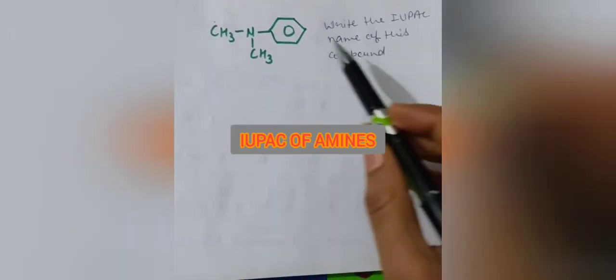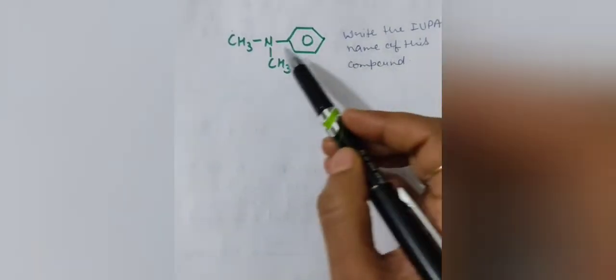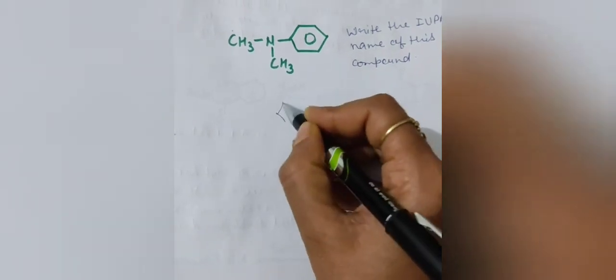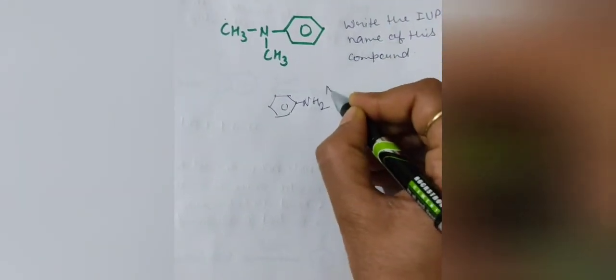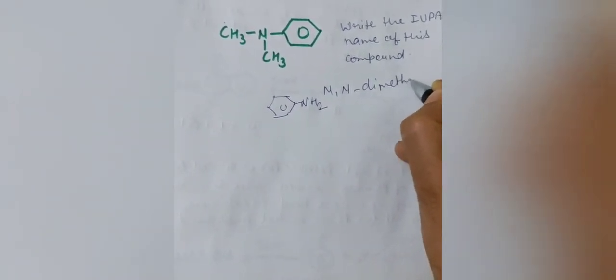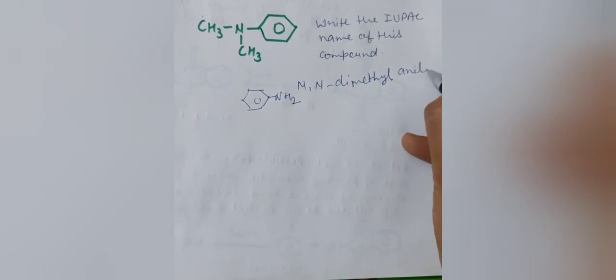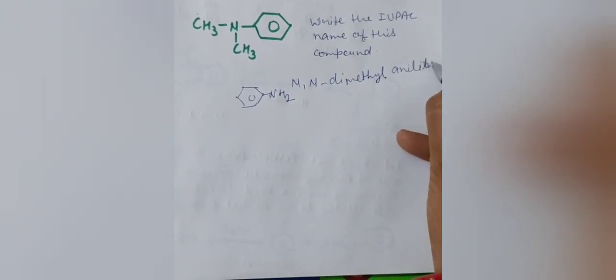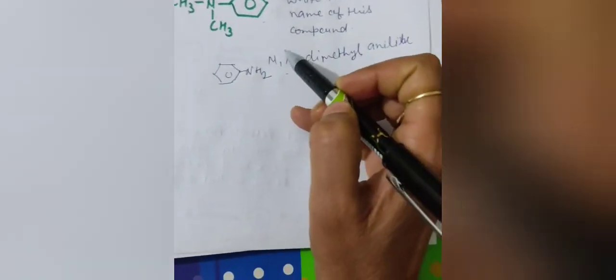Hello student, this is Manisha Tomar, and in this session we will discuss another question. Write the IUPAC name of the compound. Here, my dear student, this is a derivative of aniline. Aniline is C6H5NH2. If 2 hydrogens of the amino group of aniline are substituted by CH3, then this is called N,N-dimethylaniline. So its name will be N,N-dimethylaniline. Thank you so much.